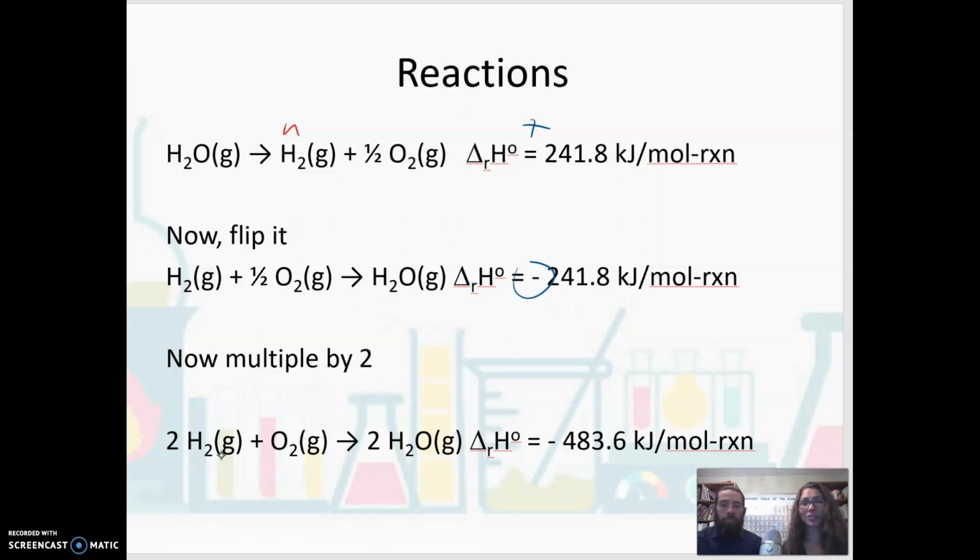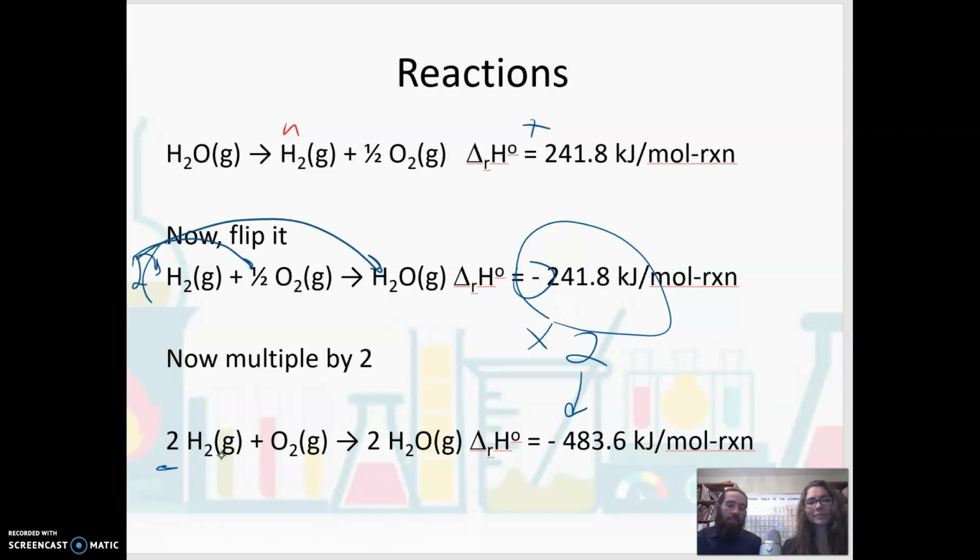We can also scale it. We can multiply this by 2 if we want to know how much it is for 2 moles of hydrogen reacting with 1 mole of oxygen and producing water. We can just multiply that delta H. So this one, we multiplied this by 2. And notice too that we multiplied everything by 2. So we went from 1/2 O2. If we multiply that by 2, we'd get 2 over 2 or 1 O2, and also the 2 H2Os here. And our delta H.